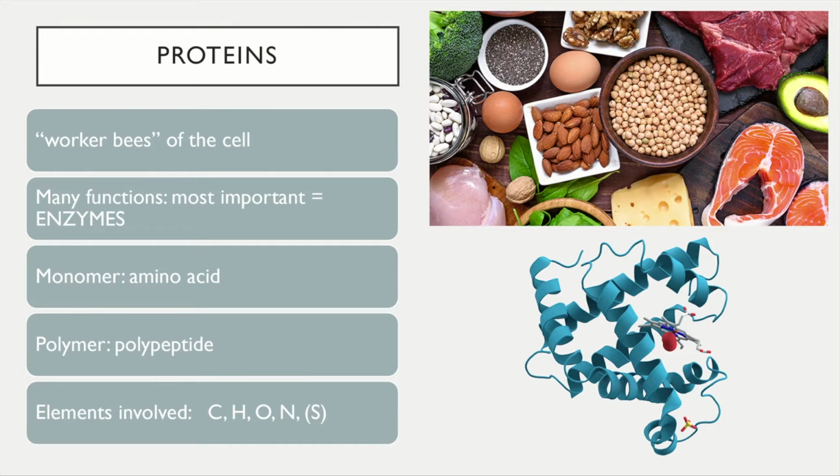Now, our monomer of proteins is an amino acid, and our polymer is a polypeptide. For our elements involved, carbon, hydrogen, oxygen, and nitrogen are going to be found in all proteins. Now, sulfur here is in parentheses because this is only going to be found in some amino acids. Speaking of amino acids, let's see what they're all about.